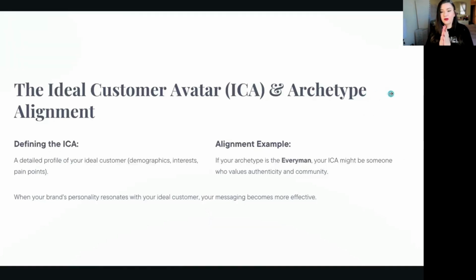So here's where I want to marry these two concepts together. And I think most of you have done this with me. Taking your ideal customer avatar and your archetype and putting them together. So your ICA detailing the profile of your ideal customers, your demos. And then if your archetype is your everyman, your ICA might be someone who values authenticity and community. So typically, when you're doing your brand archetype and comparing it to your ICA, you really want to see a lot of synergy here.